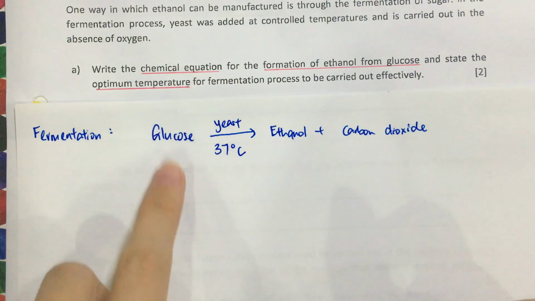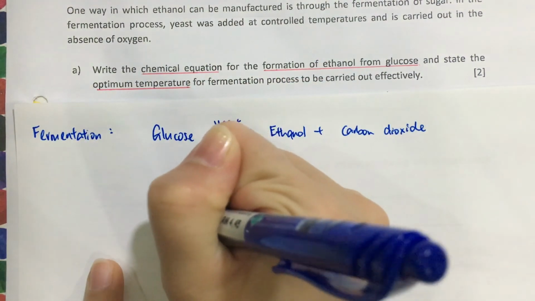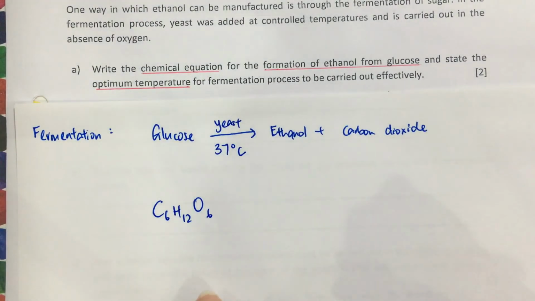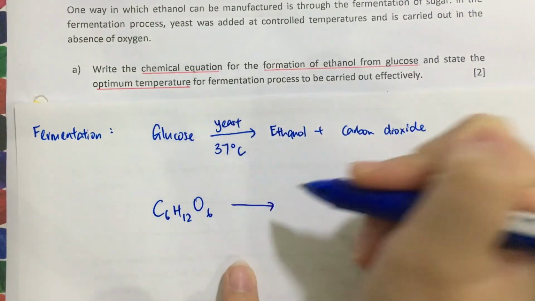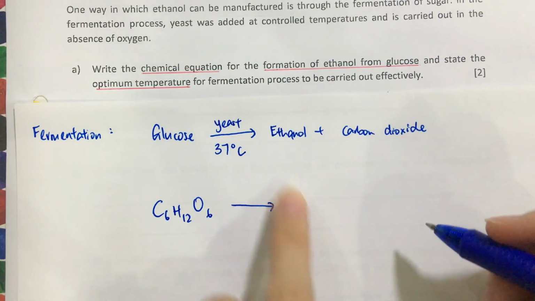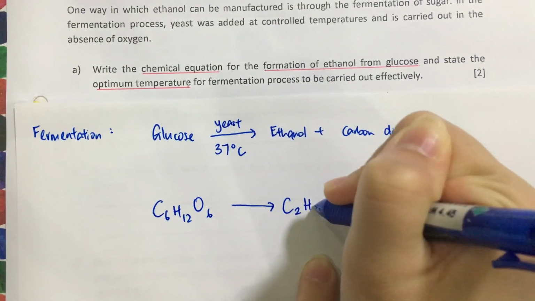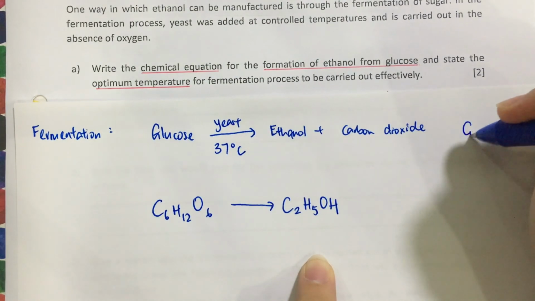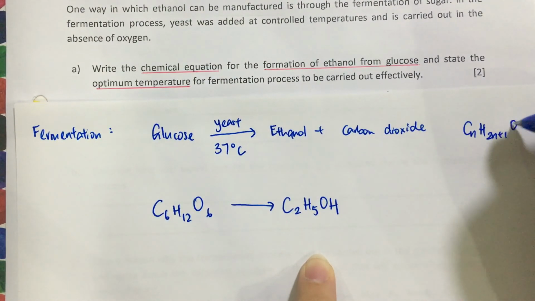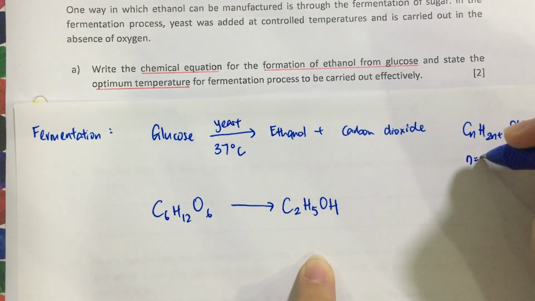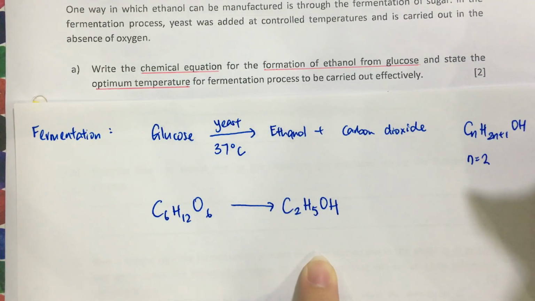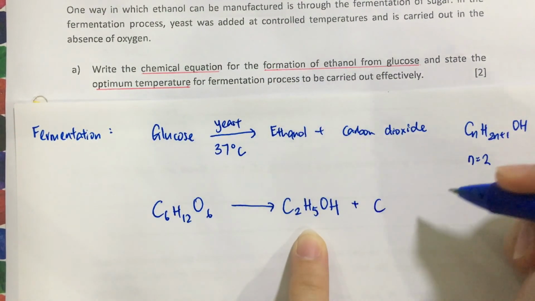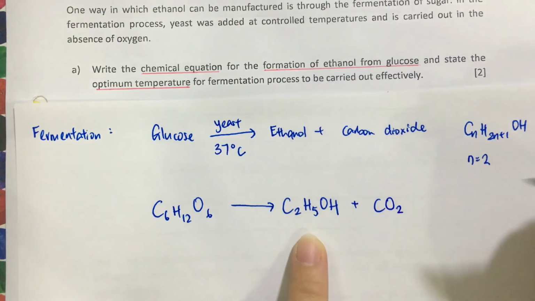Now we look at the chemical equation. The formula of glucose is C6H12O6. Okay. Then we draw an arrow. The formula of ethanol is C2H5OH. Again, if you forget, you can go back to the general formula, CnH2n+1OH. Ethanol will be n equals 2, because methanol and then ethanol, then propanol. So n equals 2, so you get this formula. Carbon dioxide will be CO2. Di means 2, so it's carbon dioxide.